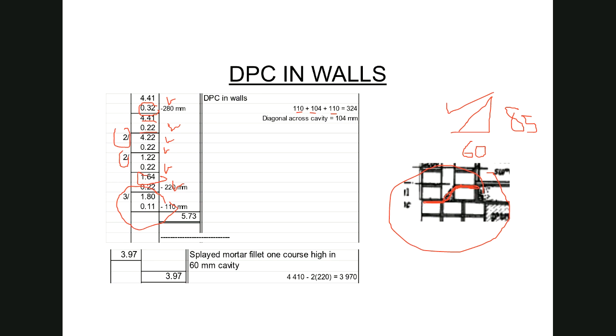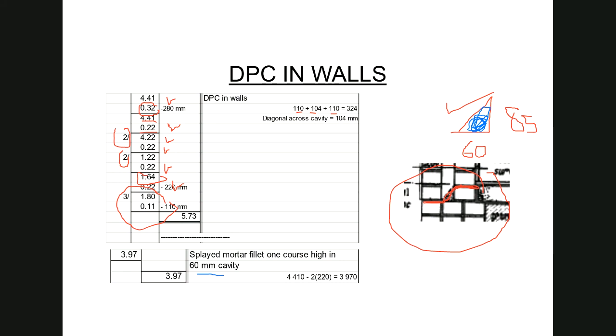We have the DPC that slopes down, but every time I draw the little detail for you, I indicate this triangle over here. Now that triangle, according to the standard system, is a measurable item, and that's what we call a splayed mortar fillet, 1 course high in a 60 millimeter cavity, and it is measurable in linear meters.